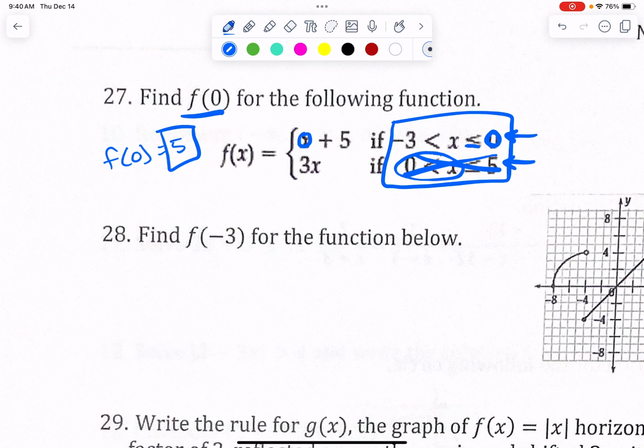So you just use this. This is called the domain. You use that to figure out which equation you're going to plug into, and then just plug it into that one, and you're good.